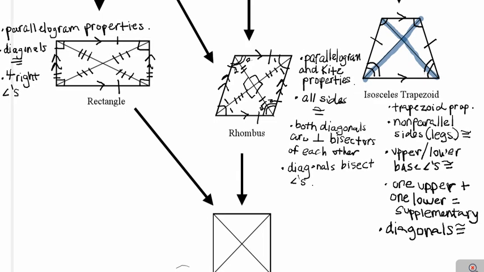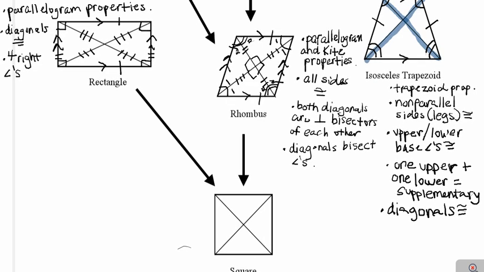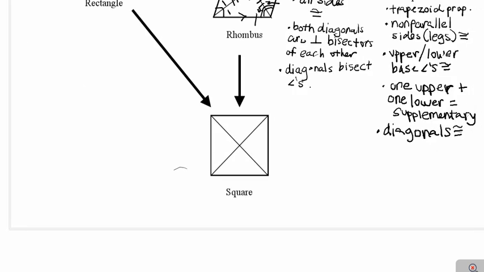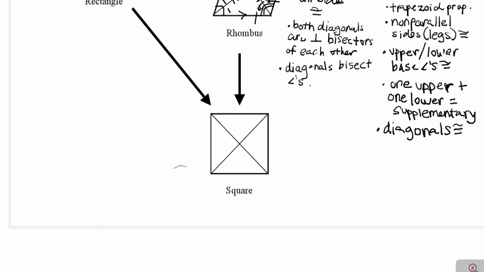Our last quadrilateral is a square. The square is the most complex out of all the quadrilaterals. That's why it is located at the bottom of the flowchart. Now, a square has a rectangle's arrow pointing at it and a rhombus's arrow pointing at it. Both rectangle and rhombus properties. So from the rectangle, we know that opposite sides are parallel. So I'm going to put my parallel tick marks on there. We know that from the rectangle, it has 4 right angles.